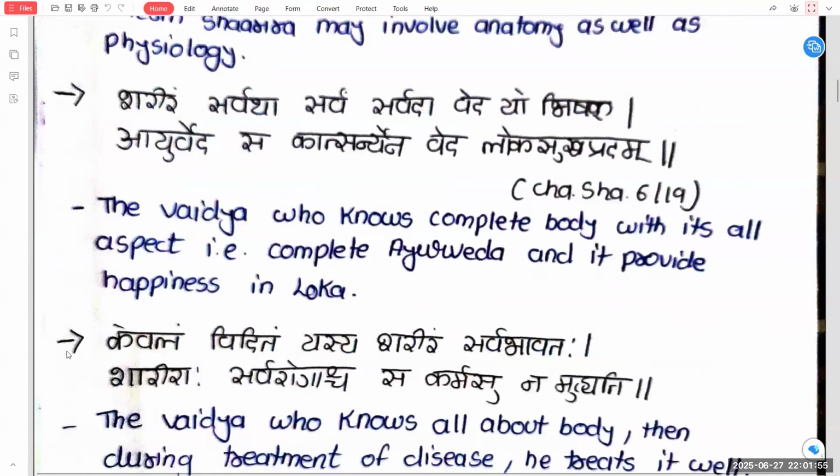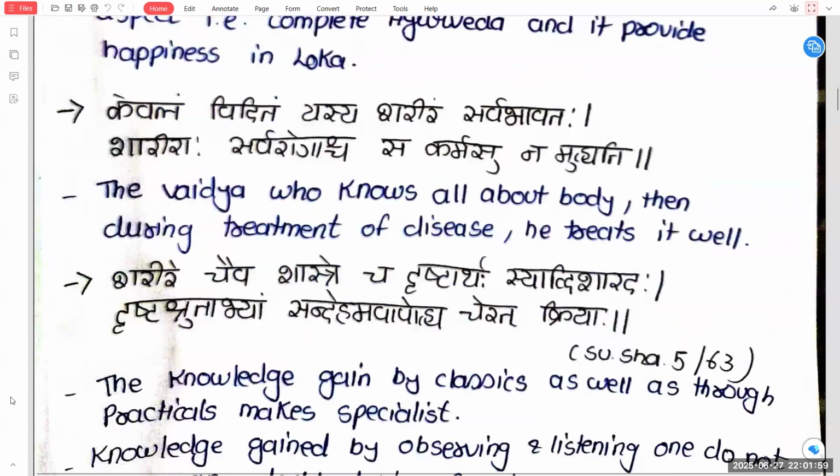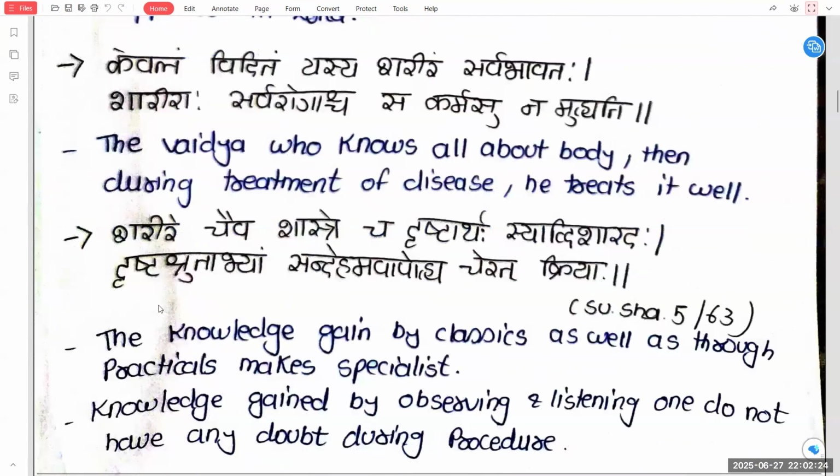Kevalam viditam yasya shariram sarvabhavat shariraha sarvarogascha sakarmasu na muhyate. The Vaidya who knows all about the body, only then does he treat the disease well during treatment. So basically, if the Vaidya does not know about Sharir, then he cannot treat the body well. Obviously, without knowing the anatomy, one cannot perform surgery. And that's the fact, and that is what is explained by Acharya Charak.